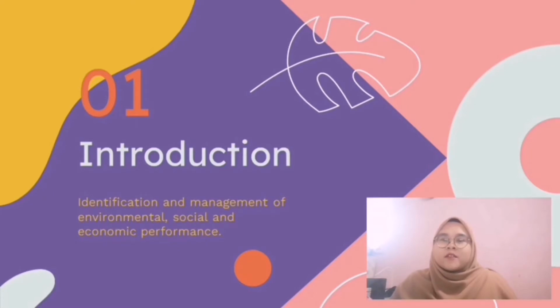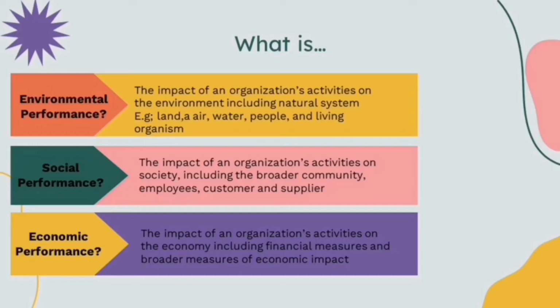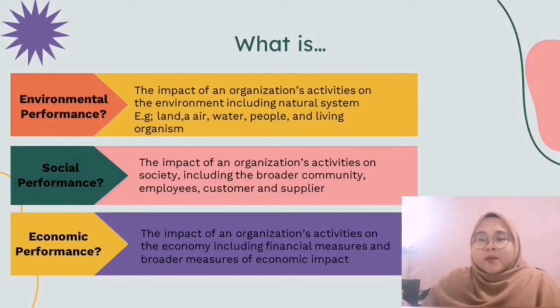I'm going to talk about the introduction for this topic, measuring economic, environmental and social impact. Applying sustainability principles to reporting and management decision making requires the identification and management of environmental, social and economic impact. Environmental performance refers to the impact of an organization's activity on the environment, including natural systems such as land, air, and water, as well as people and living organisms.